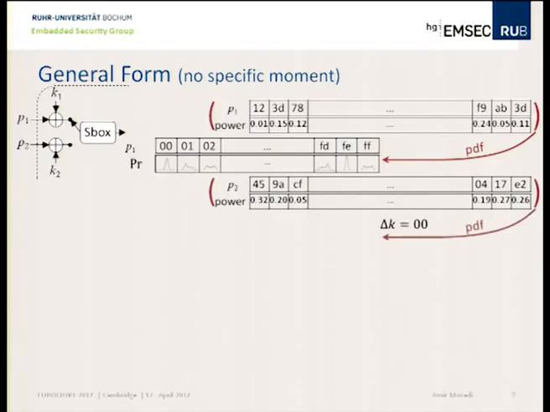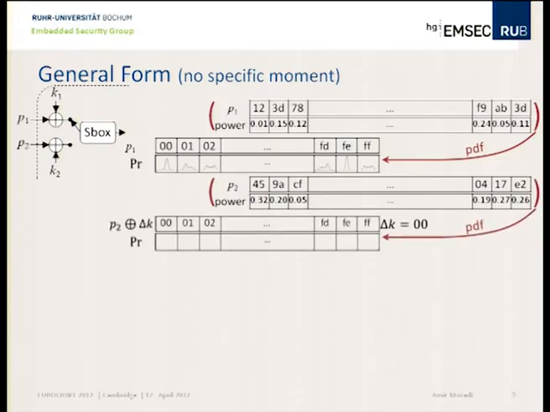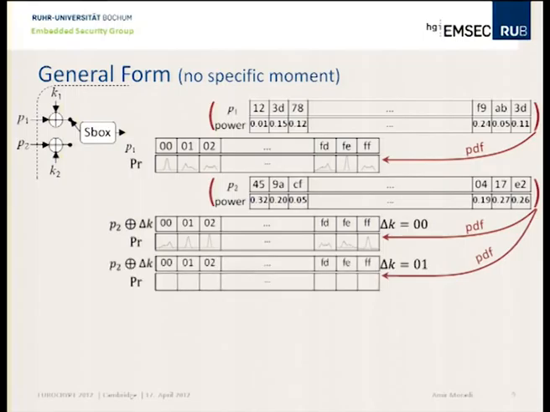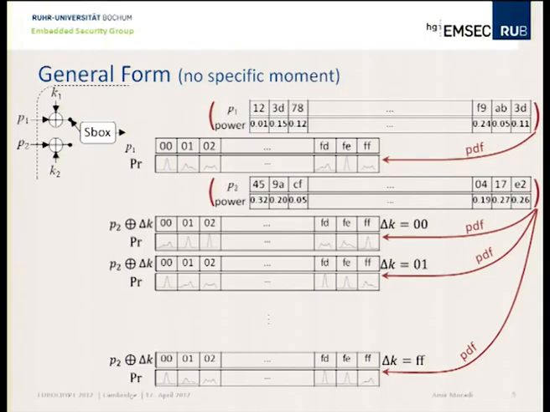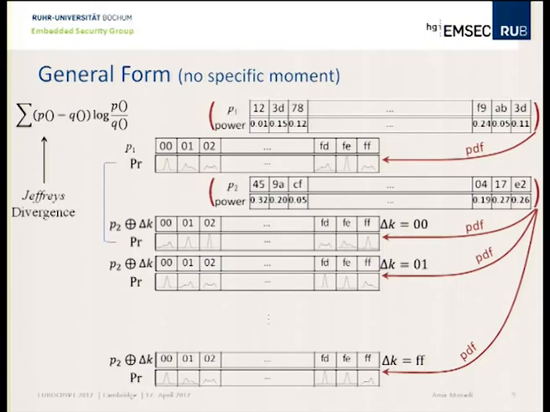For the second set, for any possible value of the delta key, we go for estimating the probability distribution functions, and finally we get a vector of 256 probability distributions. Then we want to compare these two probability distributions, for instance the first one and the other one, with a guessed part of the key or guessed part of the difference between two key bytes. The way that I have used to compare the probability distributions was Jeffrey divergence.